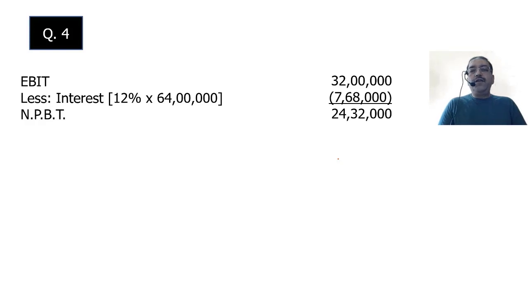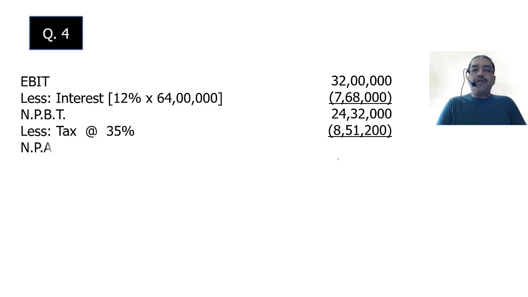EBIT minus the interest will give you net profit before tax. Rate of tax they have given 35%. So less tax at 35%, 8,51,200. So net profit after tax will be 15,80,800.